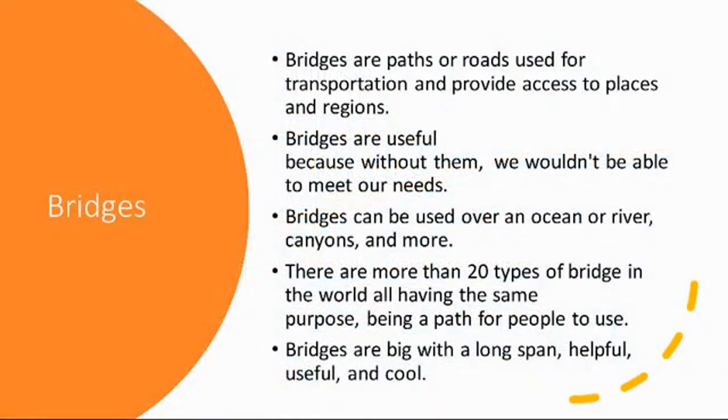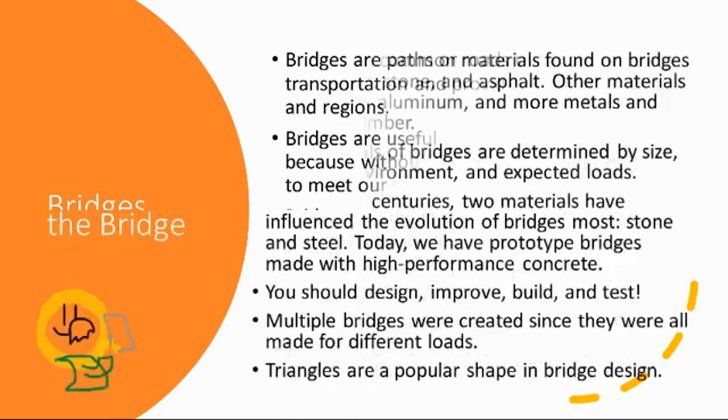Bridges. Bridges are paths or roads used for transportation. Bridges are useful because without them, we wouldn't be able to meet our needs. Bridges can be used over an ocean or river, canyons, and more. There are more than 20 bridges in the world, all having the same purpose. Bridges are big, with a long span, helpful, useful, and cool.